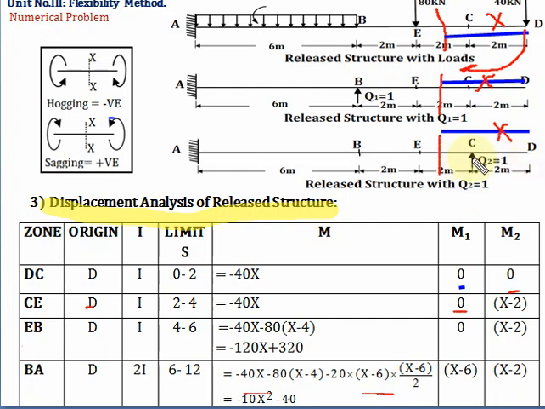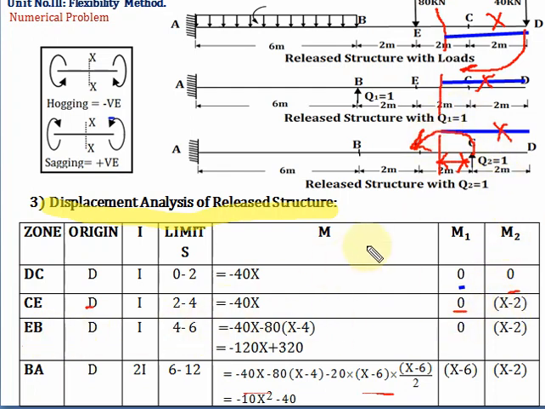Now we'll take the section in portion EC and we'll measure the x from D. Now due to this unit load Q2, the nature of bending moment will be sagging, so positive. Here we have taken it positive. Now here you have to find out this distance. This distance will be equal to what? x minus 2. So this distance will be nothing but this total distance x minus 2. So x minus 2, here we have taken positive because the nature of bending moment is sagging.